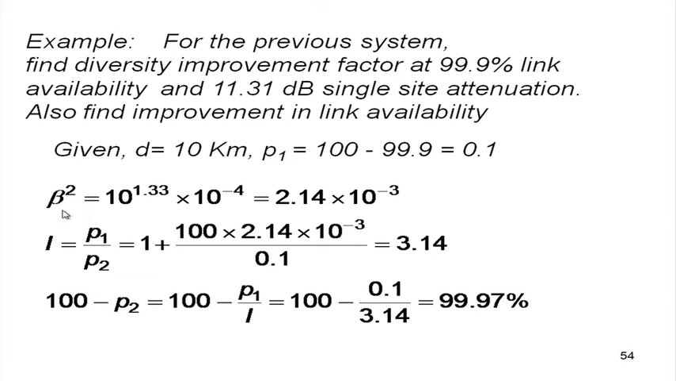and then beta squared, and then I, which is the ratio of P1 and P2, that is the diversity improvement factor, and then link availability is 100 minus P2 because the second site is added. You increase the link availability from 99.90 to 99.97%. So this is another example of finding the improvement factor and the availability increment.